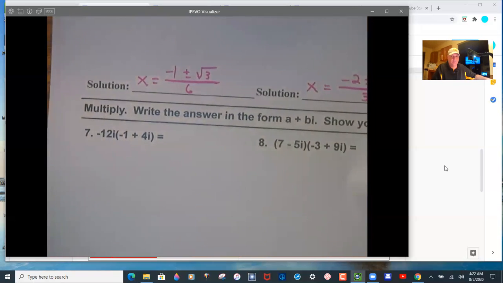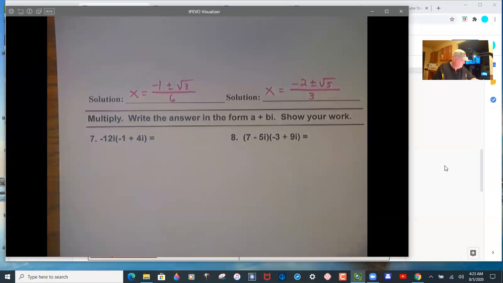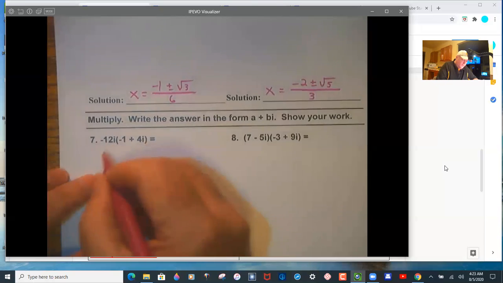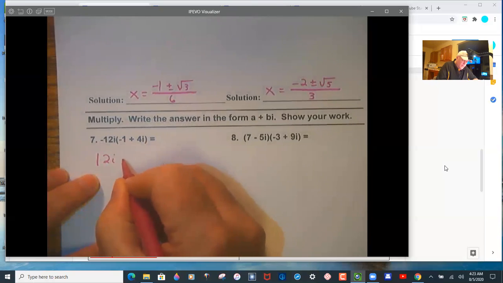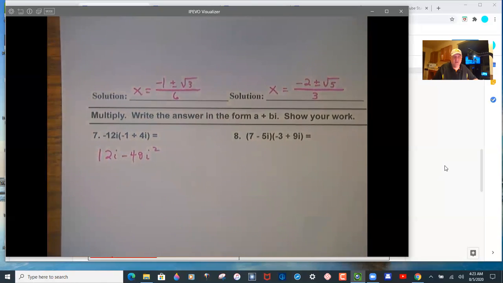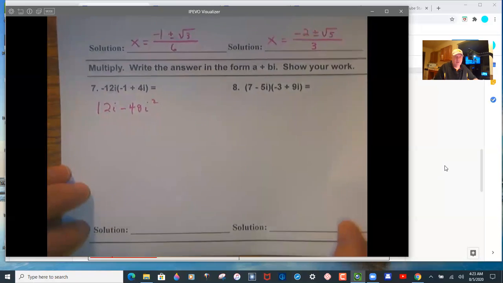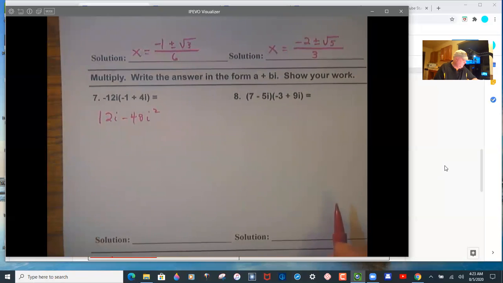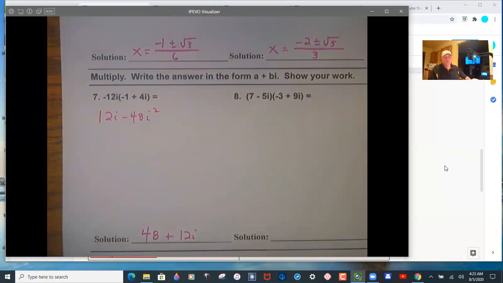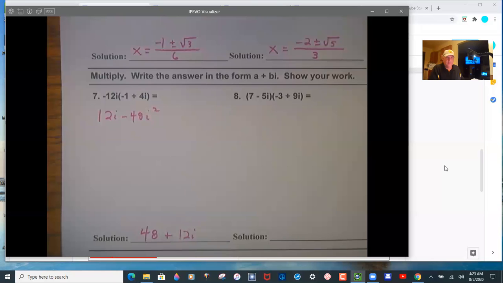Okay, multiply, remembering that i squared is negative 1. So we have, this will be 12i minus 48i squared. So it's like saying x times x is x squared. i times i is i squared. i squared is negative 1, so that makes that 12i plus 48. Or I'll write it this way, 48 plus 12i. That's just the way that people write complex numbers. We put the i term second.